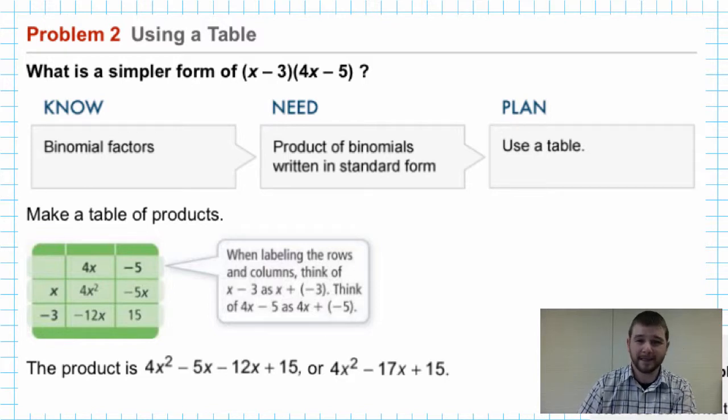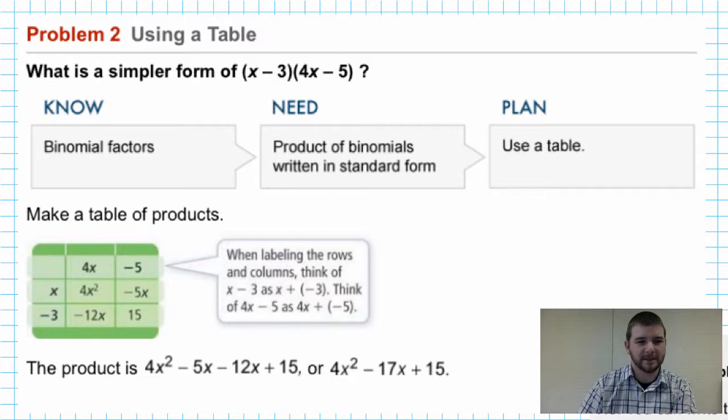Our plan is to use a table. So we make a table of products, much like seen on the previous slide. We have some row headers, x and negative 3, to represent x minus 3. Column headers of 4x and negative 5 to represent 4x minus 5. And then we multiply these, much as you would filling out times tables.